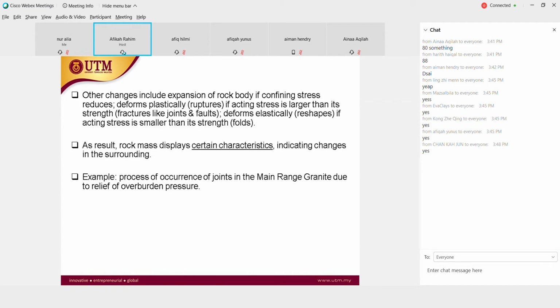Why is it important? Later on, I will show you guys. Okay. Other changes include expansion of rock body if confining reduces, deforms plastically, ruptures. If the acting stress is larger than its strength, fracture like joints and faults, and deform elastically, reshapes, if the acting stress is smaller than its strength. So there's a stress and strength.